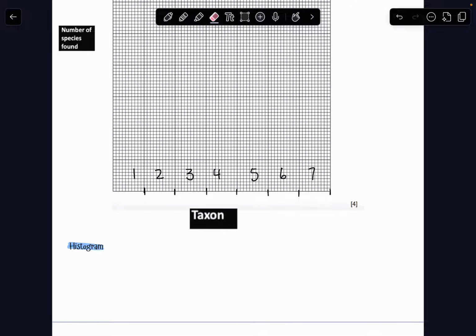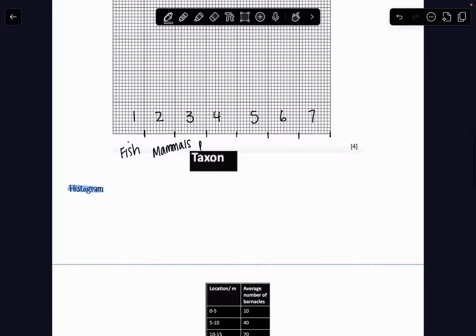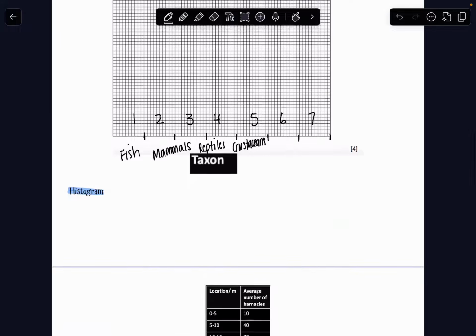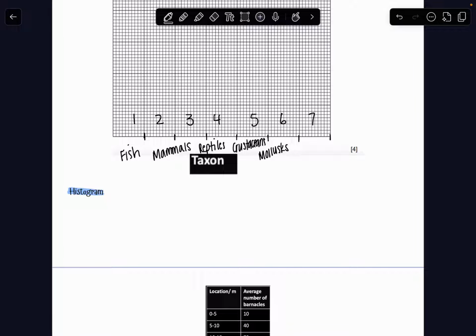I recommend going ahead and writing on every darkened line the taxon name. We have reptiles, crustaceans, and finally mollusks. Now I might not be using the last two lines, but that's okay because I'm definitely using more than 50% of my graph. I'm going to go ahead and erase the numbers and then you can move on.